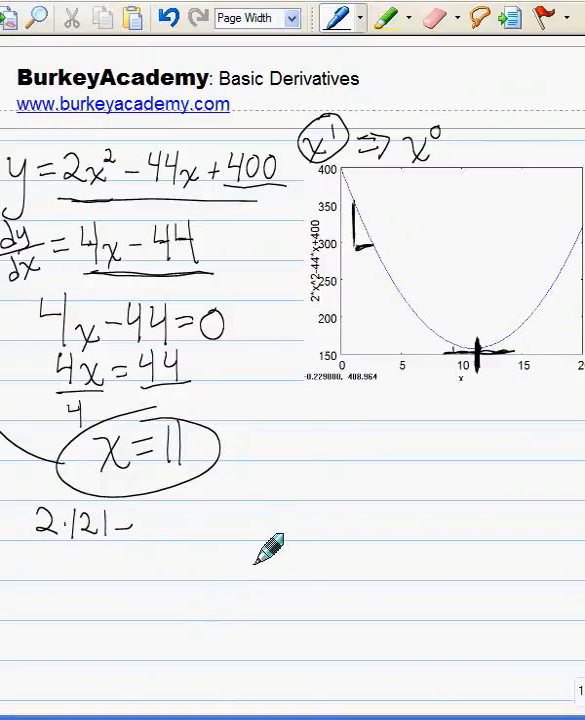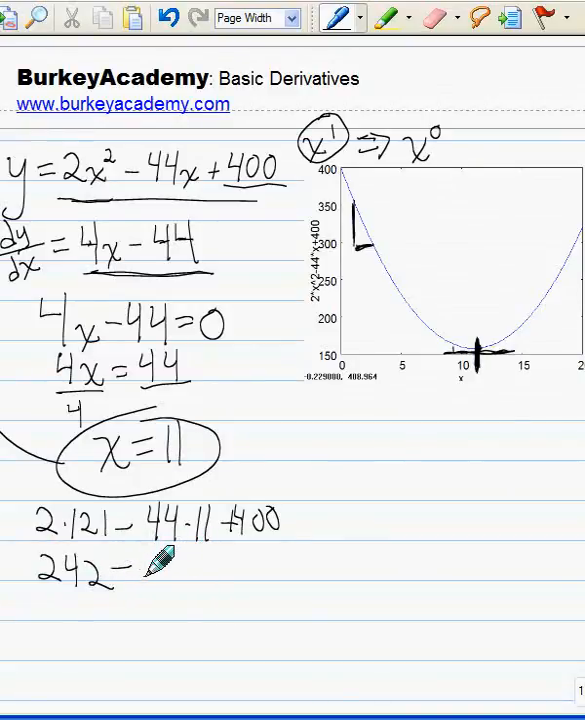And 44 times 11, we'll just write it out here so we have everything together, plus 400. So 2 times 121, 242, minus 44 times 11 is 484. And then plus 400. What is that going to give us for that value?